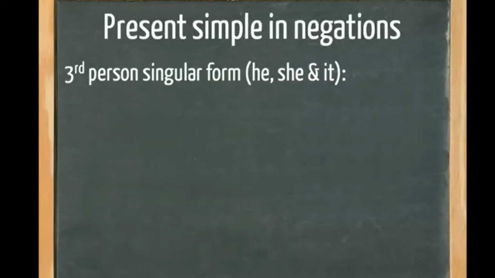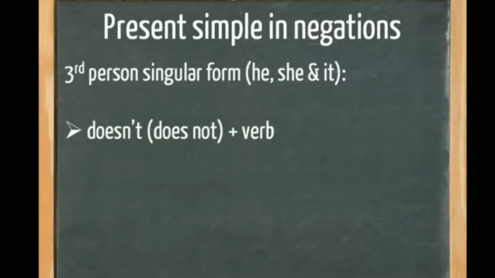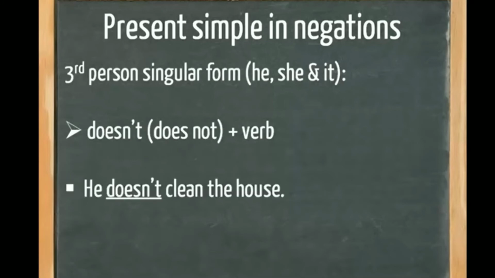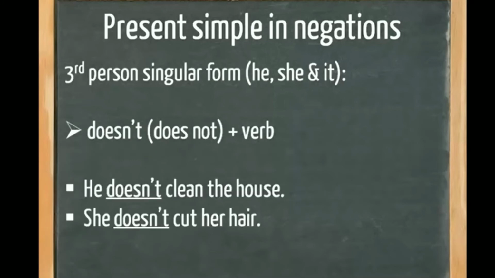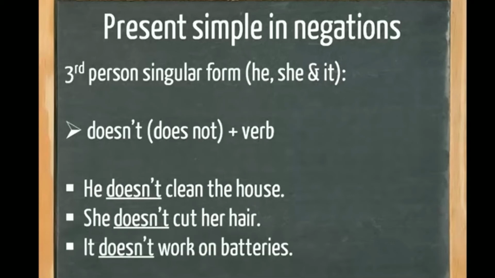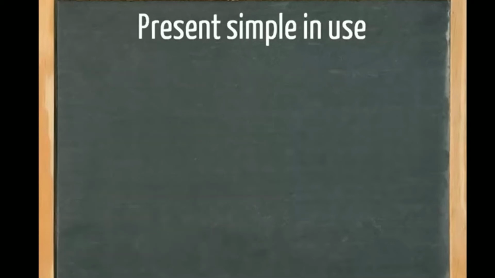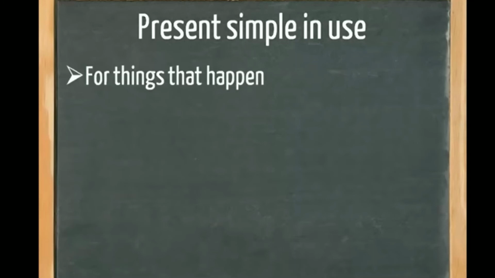For the third person singular form, again we use does and we add not to it, so it becomes doesn't and the infinitive form of the verb. He doesn't clean the house. She doesn't cut her hair. It doesn't work on batteries. Now let's take a look at when we use the present simple.